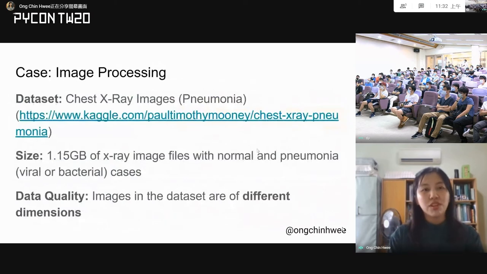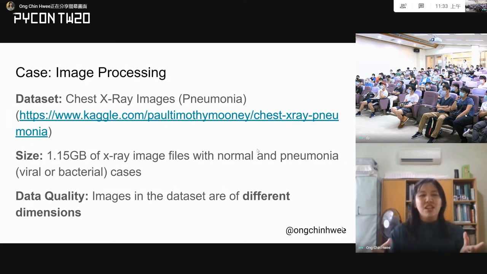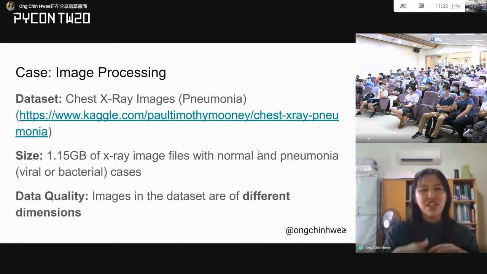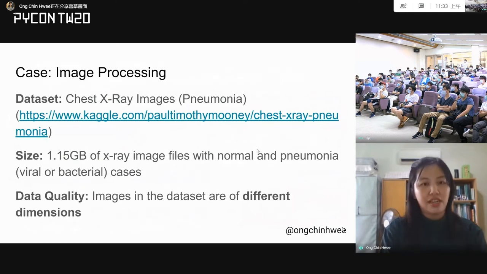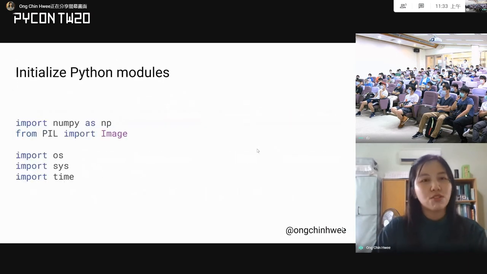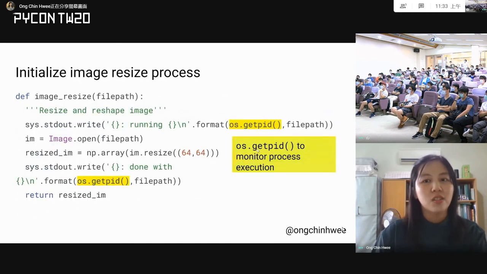The second case is image processing, whereby I have some chest X-ray images that I would like to process, about 1.15 gigabytes of X-ray image data. The problem that I face is that the images in the dataset are of different dimensions. Before we can feed our images into our model, we need to have the same dimensions, so we need to standardize them. As usual, I initialize the Python modules and initialize my image resize process. And to keep track of the process execution, I use os.getpid.